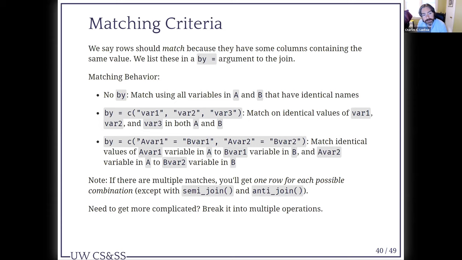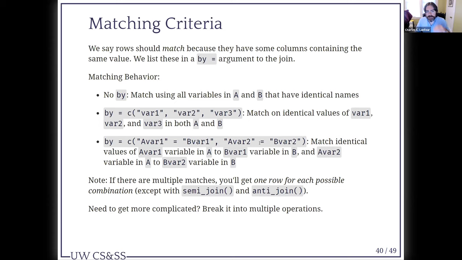You'd say, this is the name of the variable in table A. I want to match to this variable in B. And you could do it for multiple ones. I usually prefer to just rename the variables in the two data frames to be the same and then match without worrying about it. But sometimes if I want to save a line of code, I do it this way.